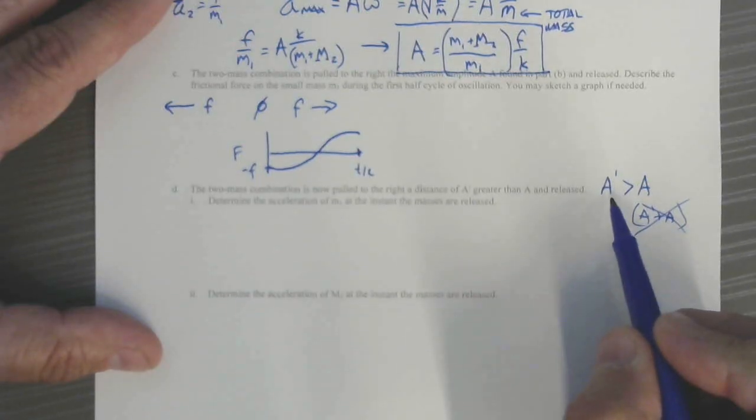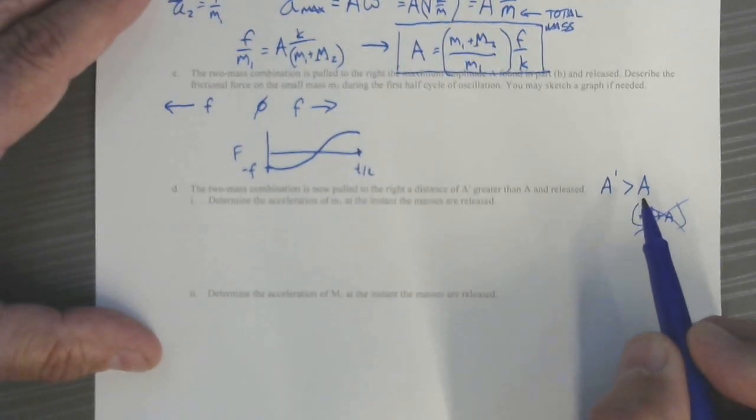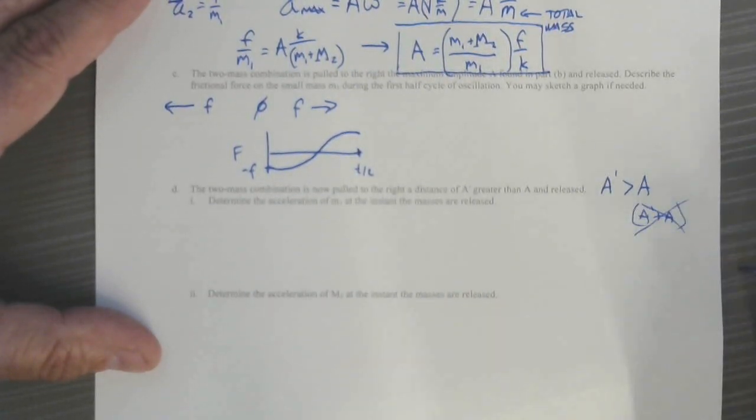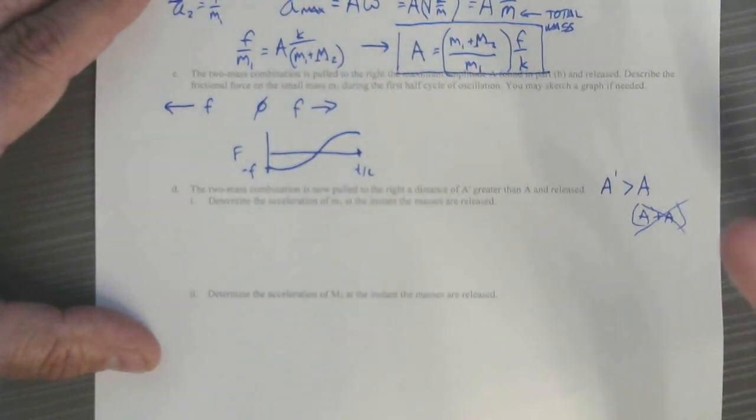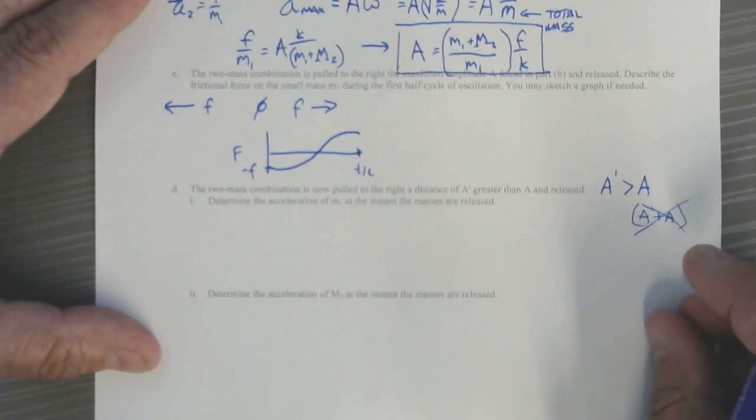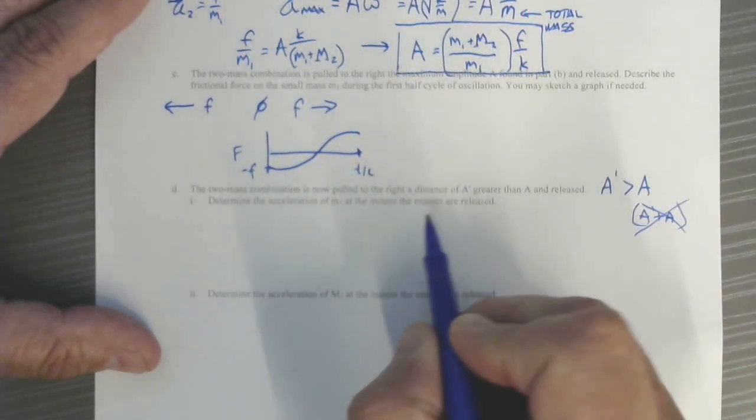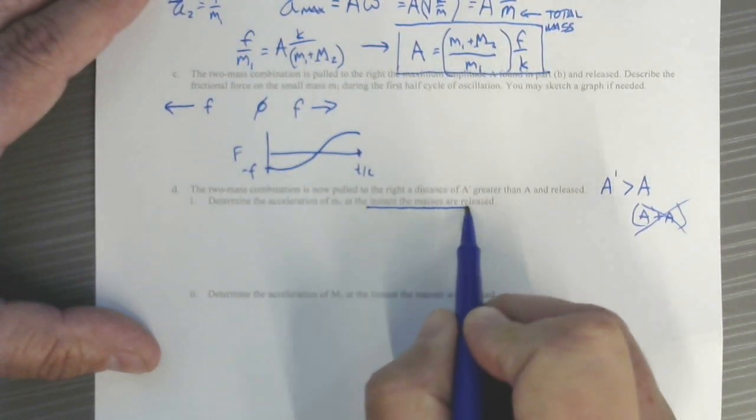Now, if you pull it out a distance A prime, which is greater than A, that means that when M2 shoots back, it's going to be going with too much acceleration, and M1 is going to slip off. But they don't give us any information about the kinetic friction. They just give us the maximum static friction as the letter F. But luckily they ask for the instant the masses are released.